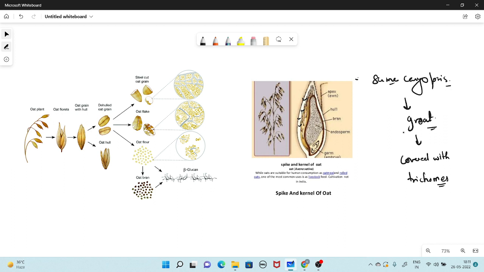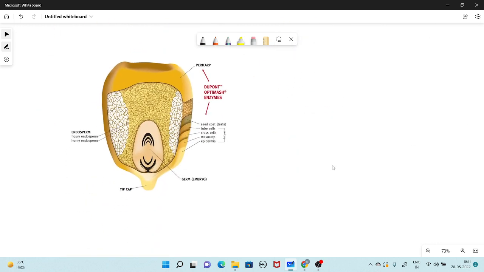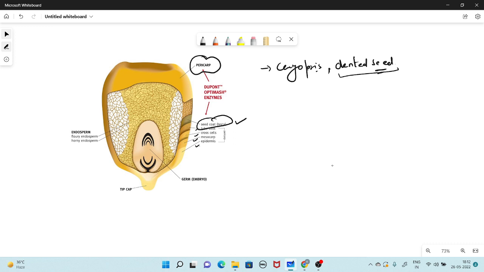Then let's talk about the corn seed. Corn also has caryopsis, but it is a dented seed. If you see its structure, it is dented. It also contains the same pericarp, which has tube cells, cross cells, mesocarp, and epidermis cells. Then it has the seed coat, which is known as testa. Then it has the germ embryo, tip cap, and the endosperm part, which contains the starch content.